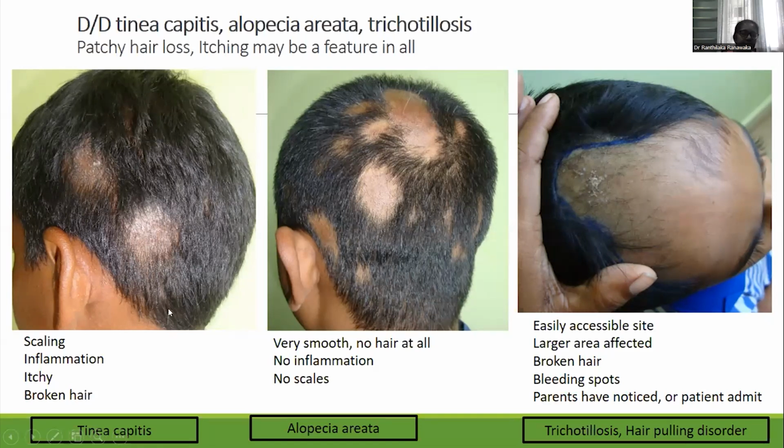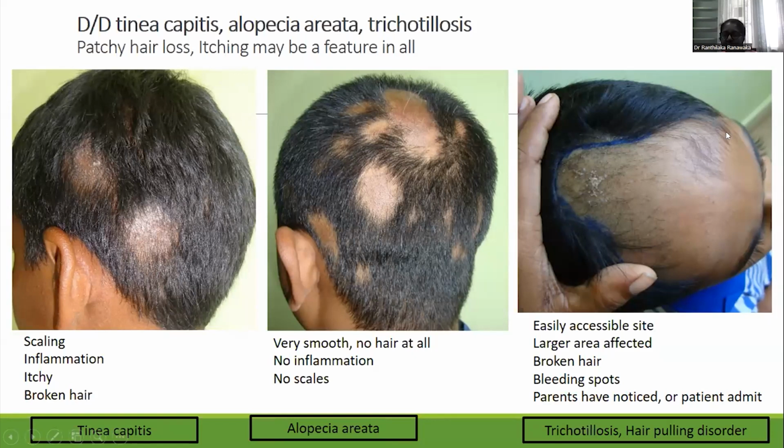So in tinea capitis, there are scaling, inflammation, itchiness, and broken hair. In alopecia areata, the skin is very smooth, no hair at all, no broken hair, right? No hair at all. There's no inflammation and no scaling. Skin is very smooth, right? So that is alopecia areata.